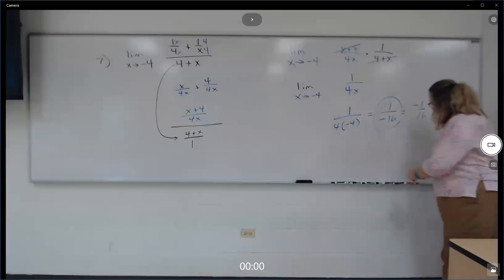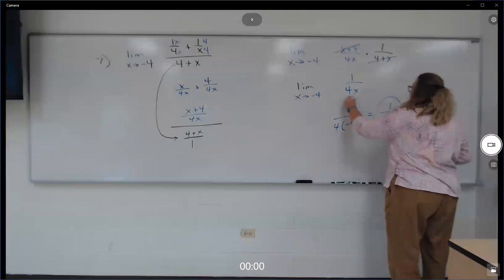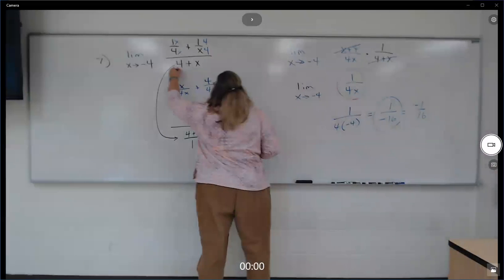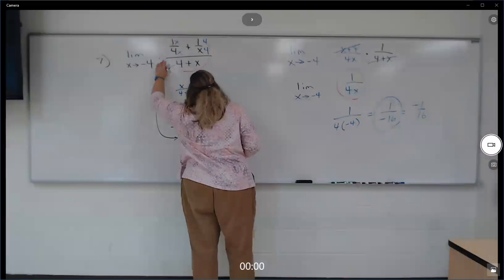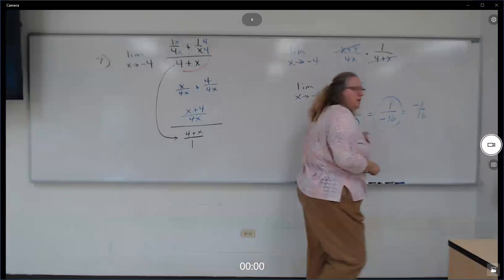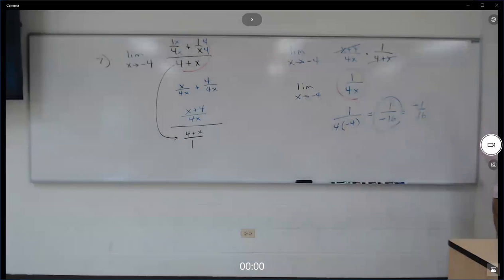The only difference between this one and this one is that one had a hole at -4, this one doesn't. But basically what we're saying there is the limit is basically where the hole is, because that's where the graph is approaching.